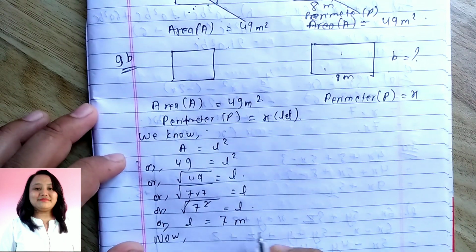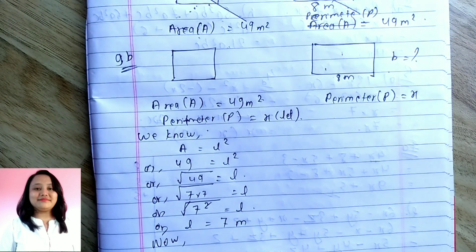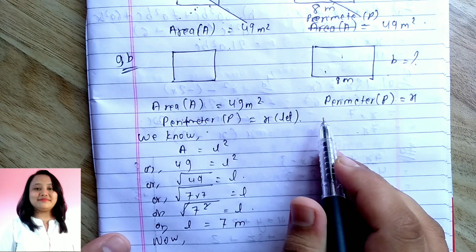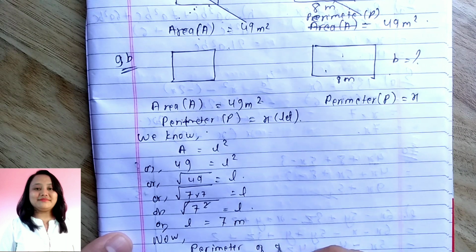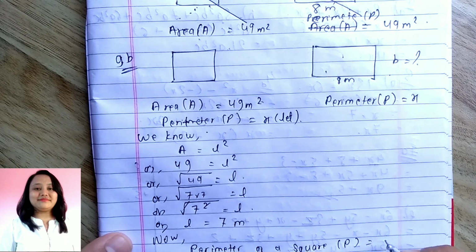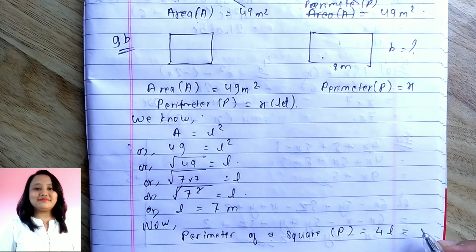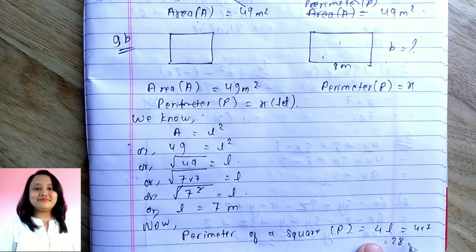Now what can we do? We found out the length, right? Since it is asking the perimeter, perimeter of a square P equals 4L, equals, what is the value of L? 4 into 7 equals 28 meter.